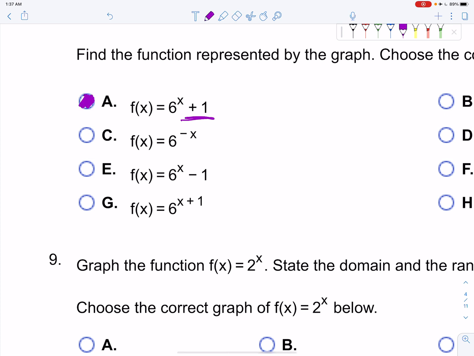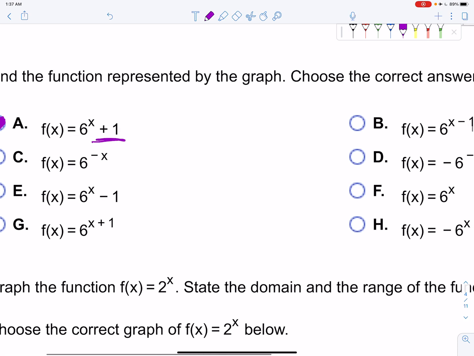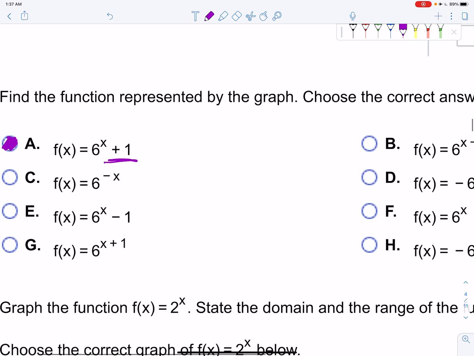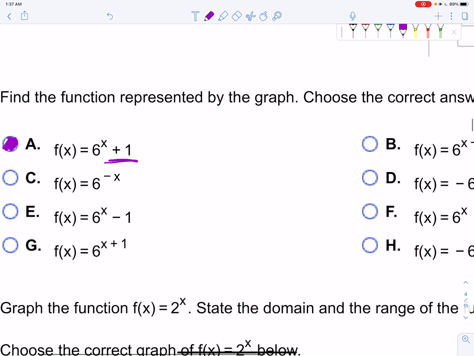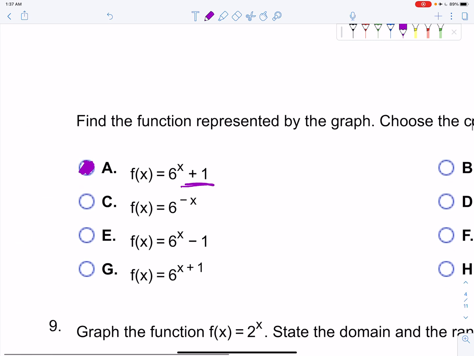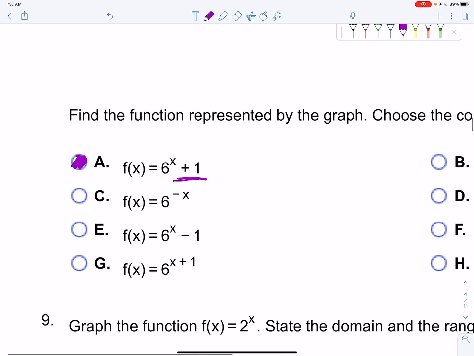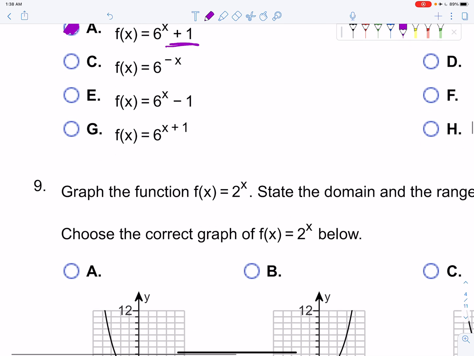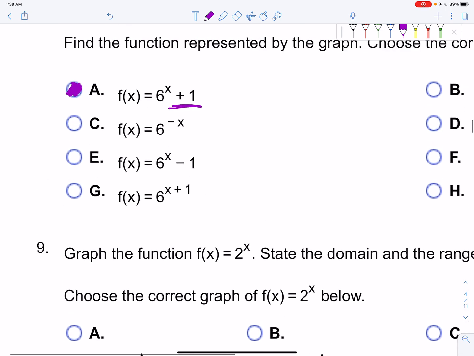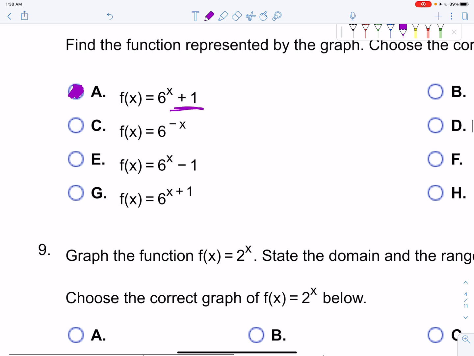And we could also check with some test points, but I think we're good. So are we good? I think we're good. So you can go ahead and check with a test point if you want. Okay, so let's go ahead and move on to number 9.